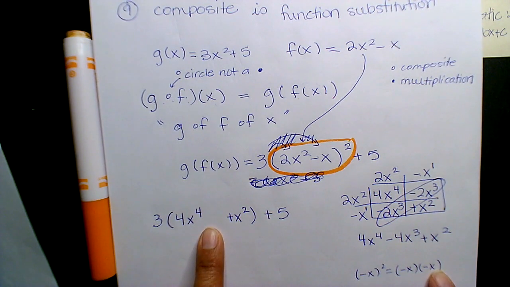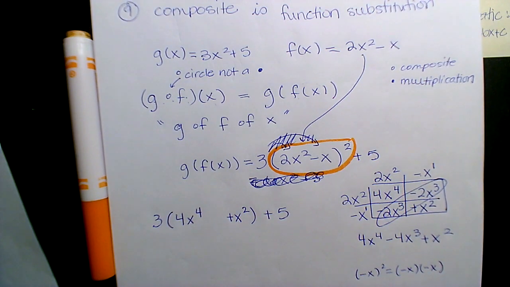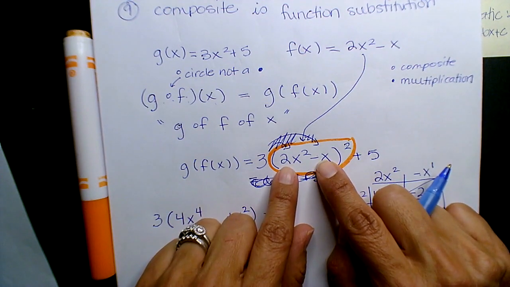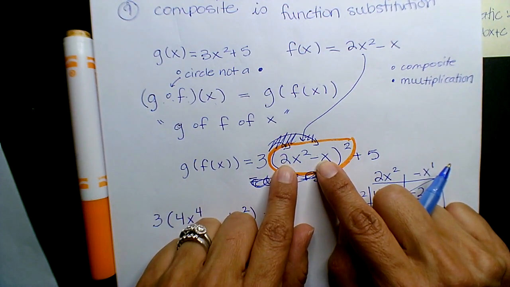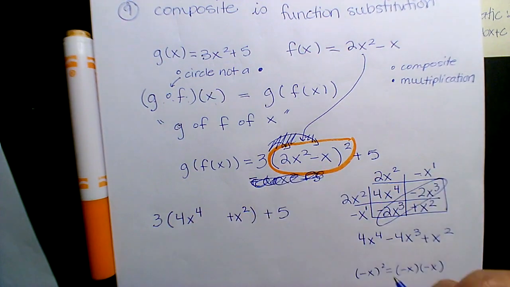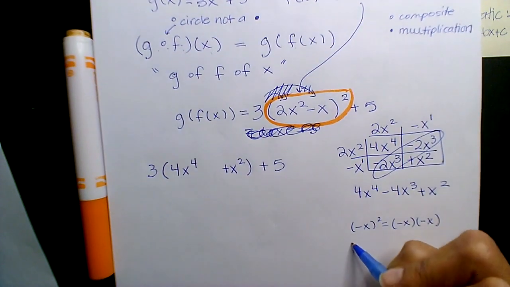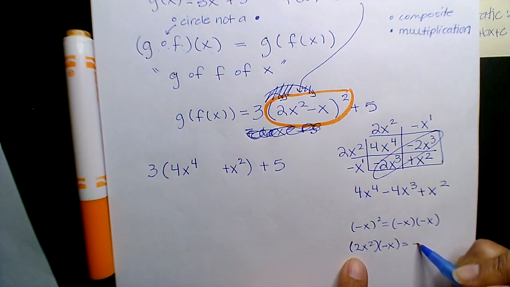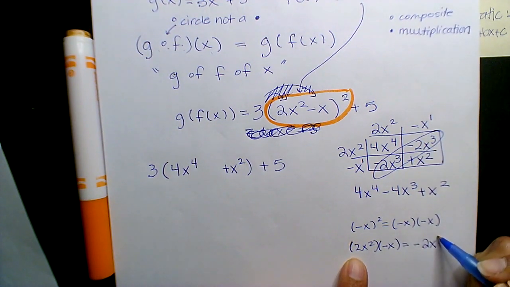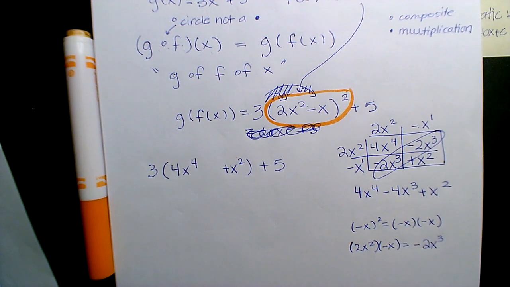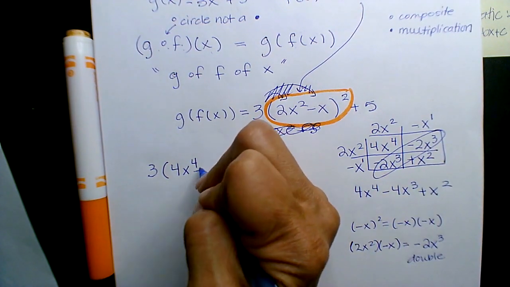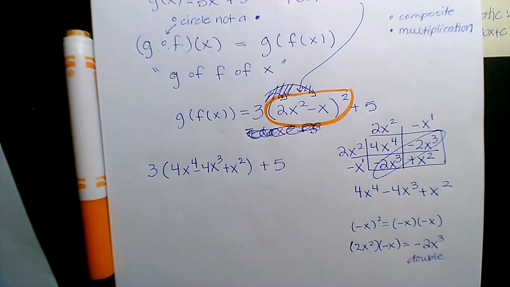How do you get your middle term? That's your double. So what is this multiplication? What is 2x squared times minus x? That's negative 2x cubed. And now double that. Double it, not square it, double it, and it comes out to negative 4x cubed.